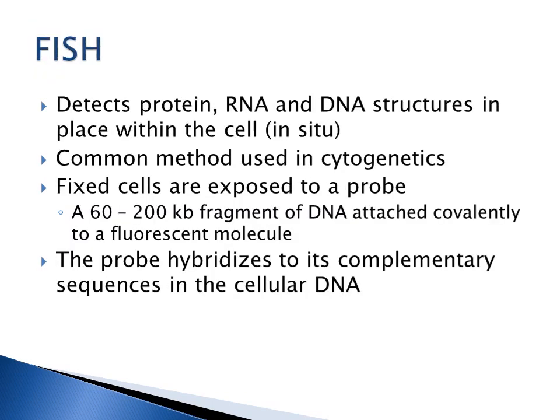So FISH is going to detect protein, RNA, and DNA structures that are in place within the cell, which is why it's called in situ. It's a common method used in cytogenetic studies. So fixed cells are exposed to a probe, and usually the probe is going to be a 60 to 200 kilobase fragment of DNA that's covalently attached to a fluorescent molecule. The probe is going to hybridize to its complementary sequence within the cellular nucleic acid material.